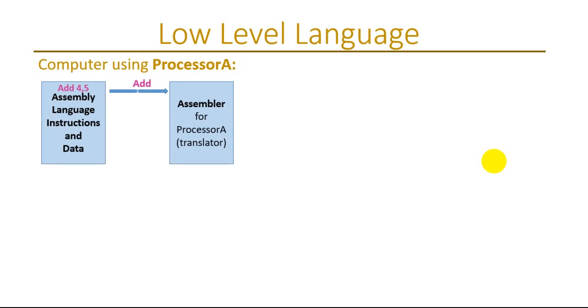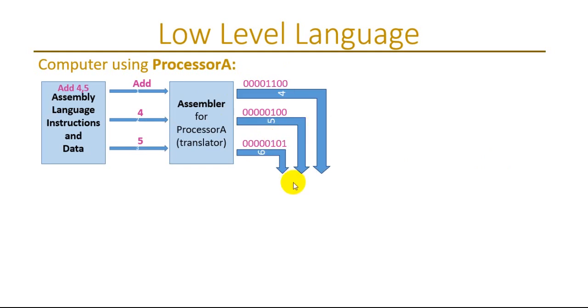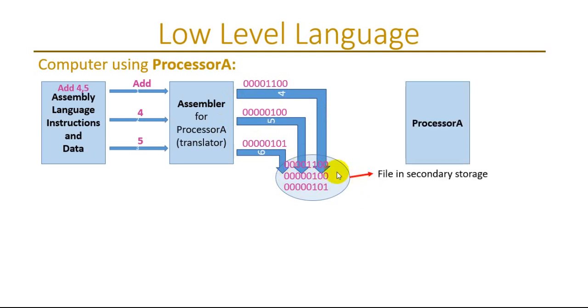So again we have seen that it goes into the, that 4 goes, and then it translates add into this, 4 into that, same thing we saw in the previous slide, and then it writes that whole thing into the text file in the secondary storage, and from there the processor can take the instruction and do it.